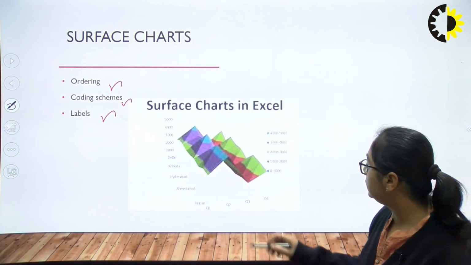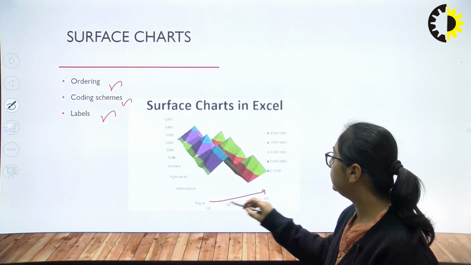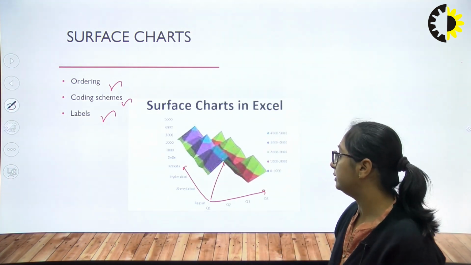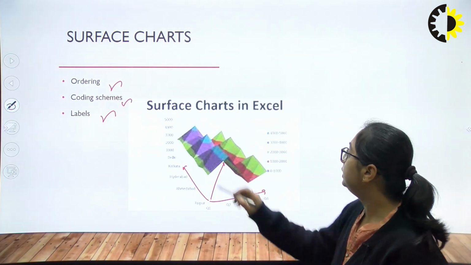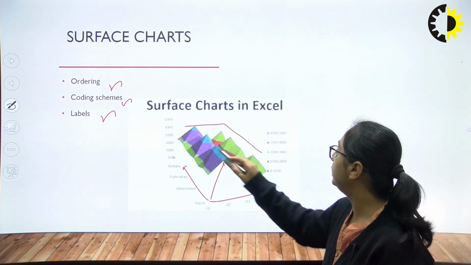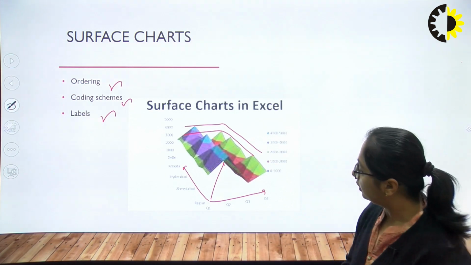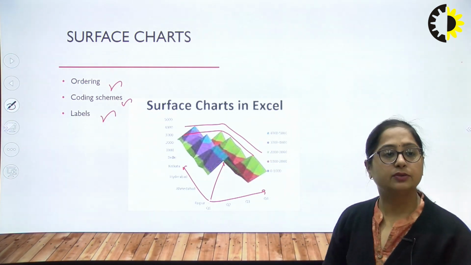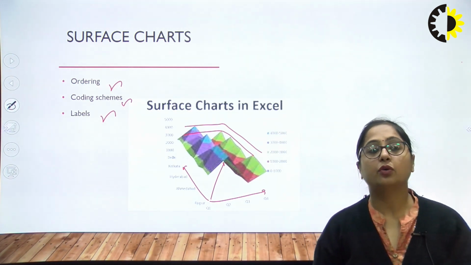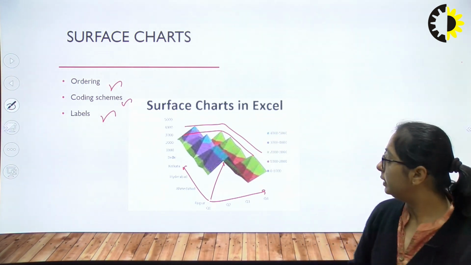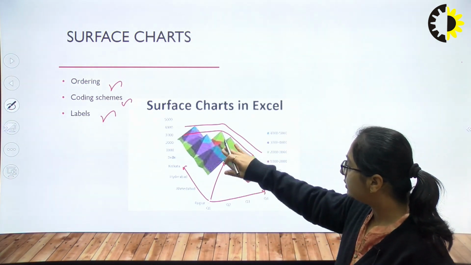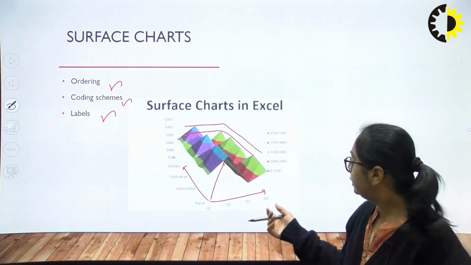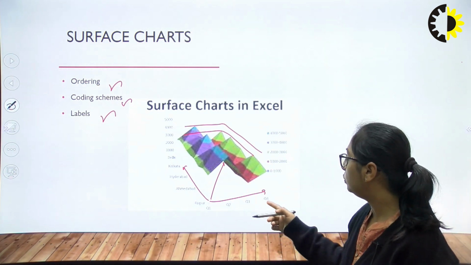Here you can see this is one axis, this is the other axis, and this is the third axis, the z axis. Based on that, you can easily find these kinds of labels. Based on the 3 axes we have to draw the surface chart, and you can see the ups and downs. Here the scale has quarters q1, q2, q3, q4.